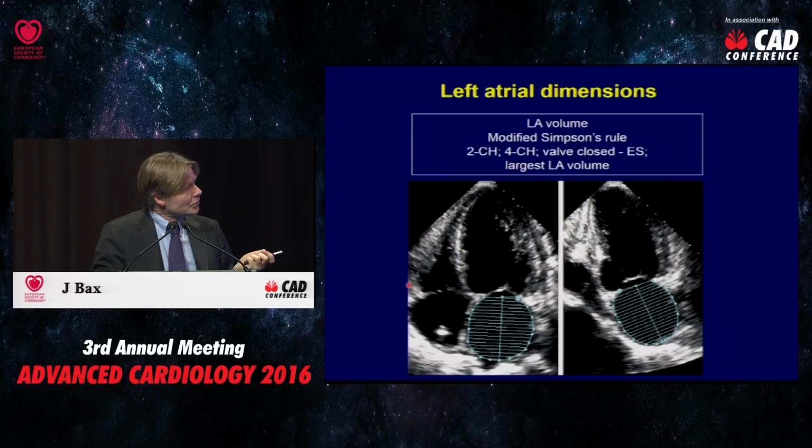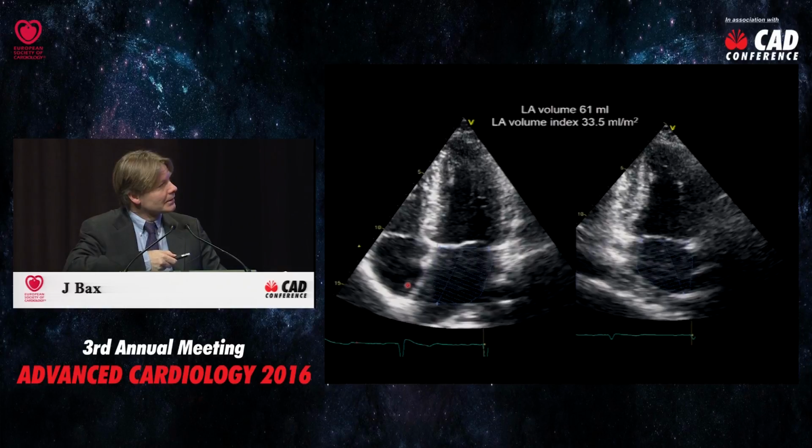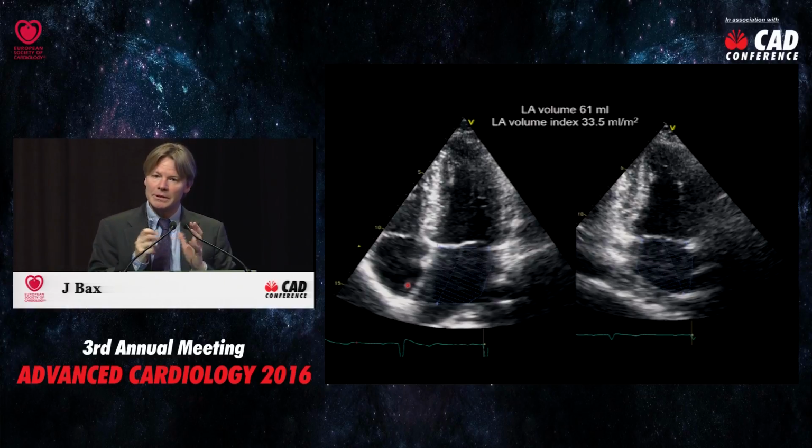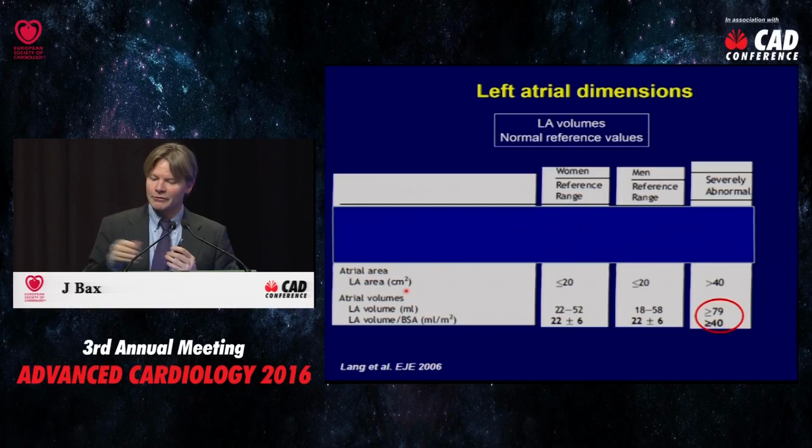What is important to know is that when the valve is closed in systole, you have the largest LA volume, and usually that's what people use. Here you see an example of that again, and what most of us do is that we relate it to body surface area. So we don't take the real volume, but we relate it to body surface area, because a larger person has probably a larger volume. Also for that, they have developed normal values, and you see here an LA volume is abnormal when it's more than 79, and when you normalize it for body surface area, it is more than 40.